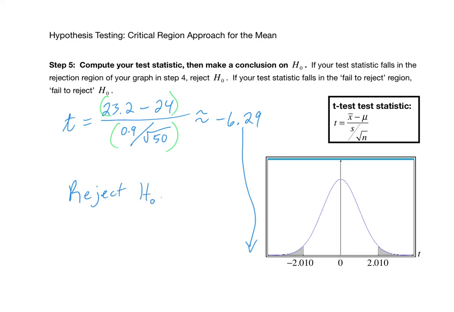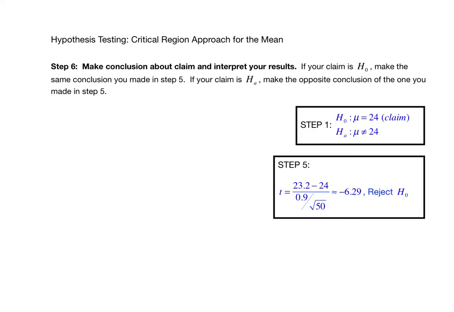Now remember, the mathematics is built on either accepting or rejecting the null hypothesis. You now need to see how this applies to the claim. And that is our final step, step 6: to make your conclusion about the claim and interpret the results, we need to look back at step 1 and step 5. So in step 5 we just completed, we saw that we should reject H naught. Now you need to look back at step 1, and this is why it's so important to label everything clearly in step 1. You have to see what your claim is.